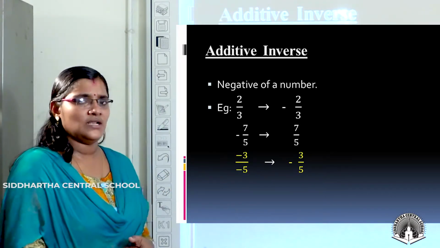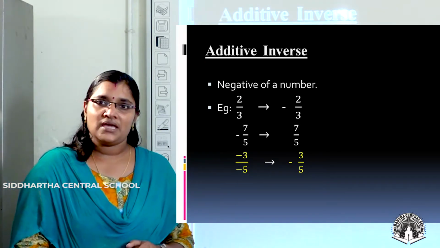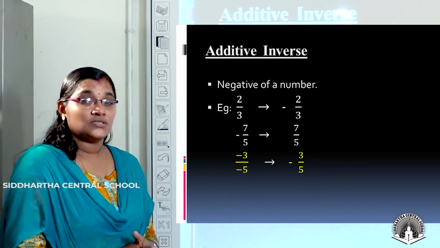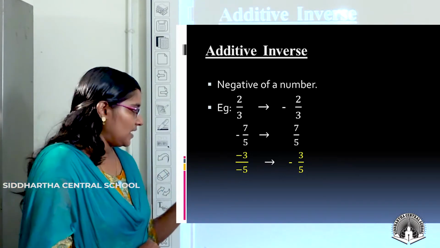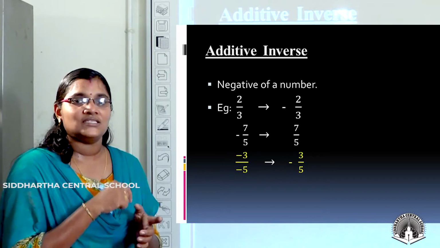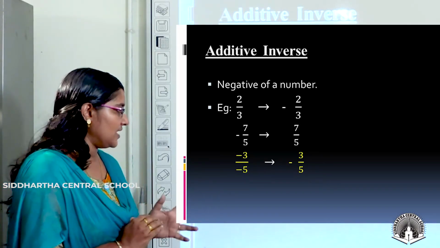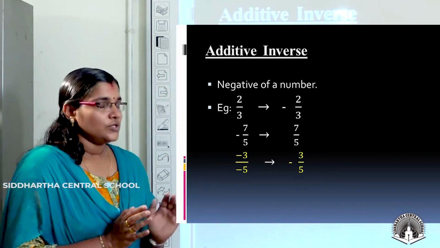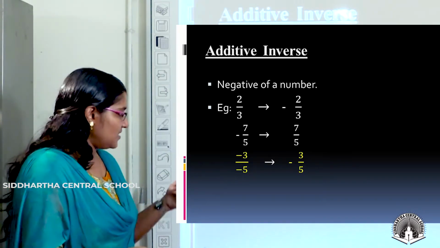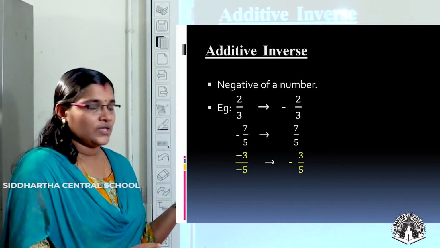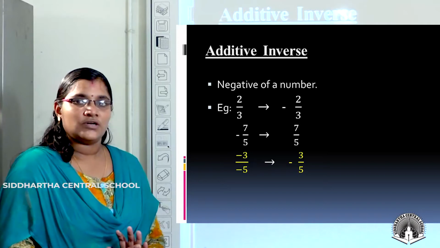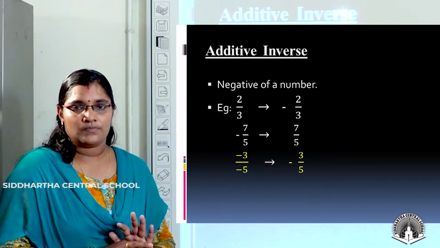And the third example, minus 3 by minus 5. Here you check that both signs are negative, so this is a positive number. Minus 3 by minus 5 is a positive number. We can cancel both the minuses, so we get 3 by 5 itself. So the opposite of 3 by 5 is what? Minus 3 by 5. In this case you may get confused. Both negatives will come. The additive inverse is what? Minus of that number. Okay.